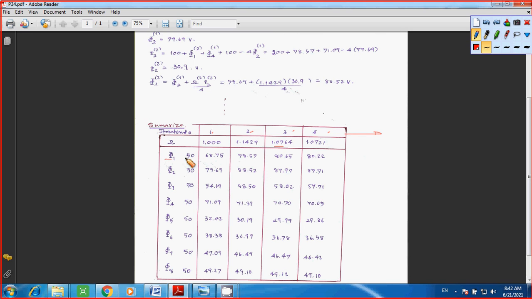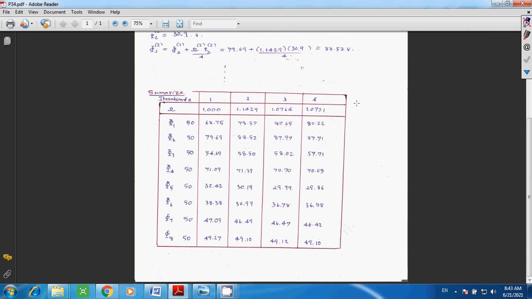Phi 1, we all start with phi 1 to phi 8. I put this one as the 0 iteration. They are all 54s. This is from the first iteration, the second iteration. Okay, you can practice, then you can work it out again, check by yourself.